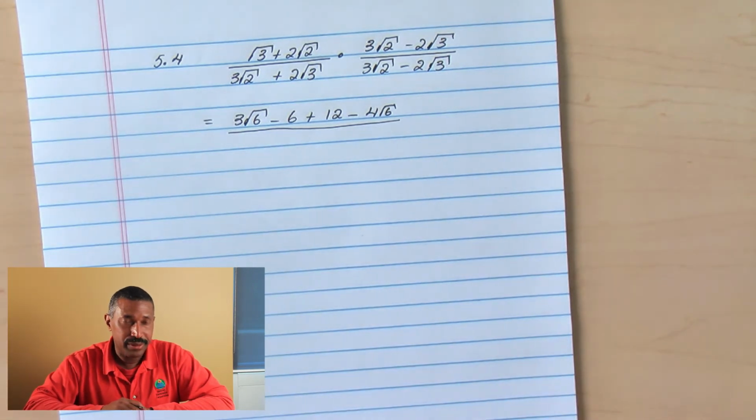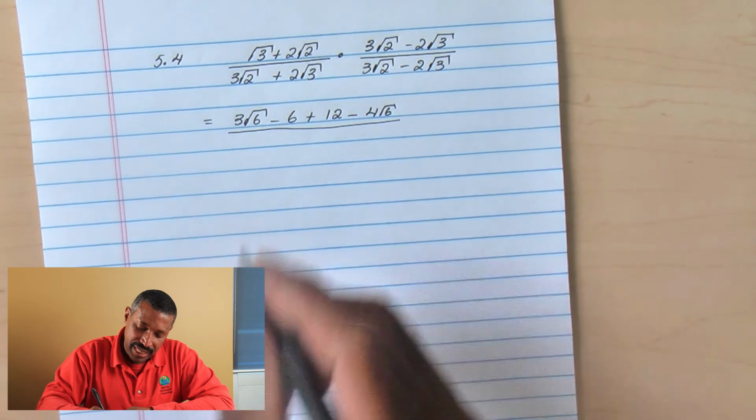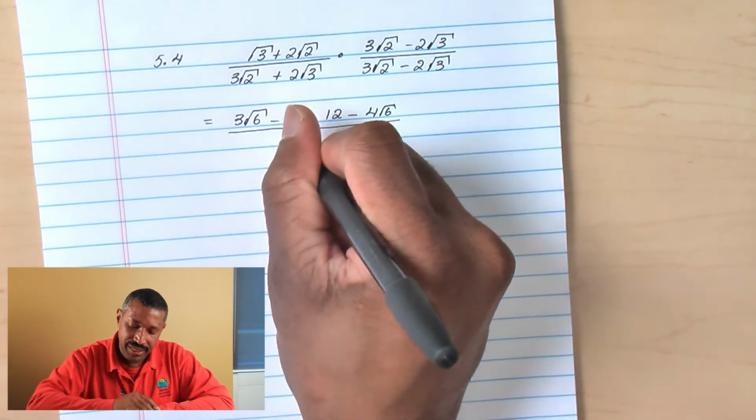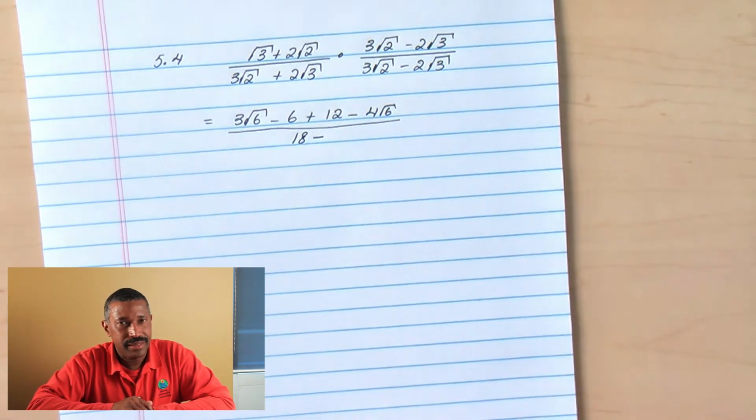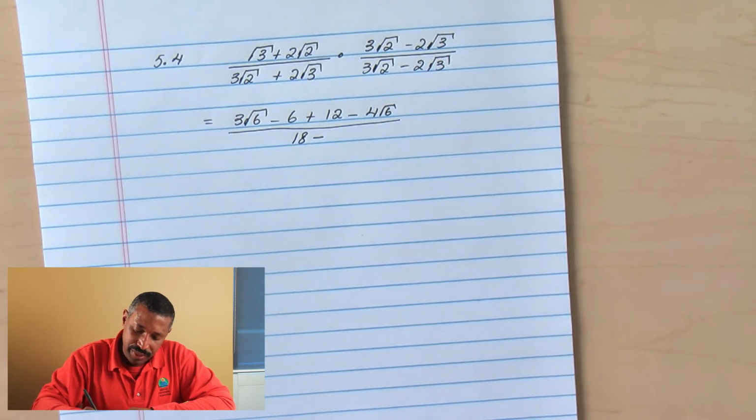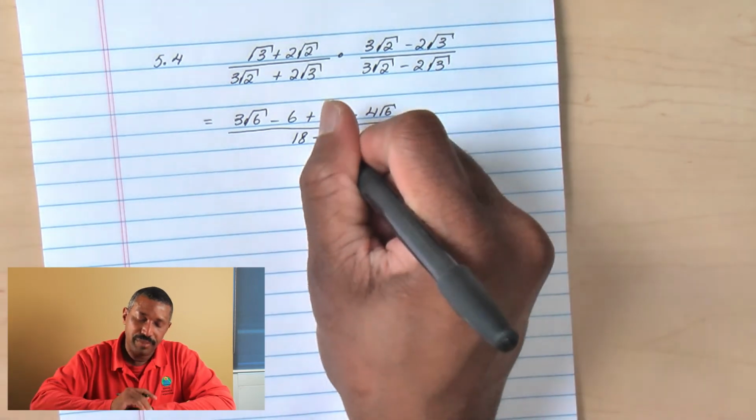In the denominator, you have your old friend, difference of squares. Now that will give you 3 times 3, 9, times the root 2's, which is 18, and then minus the 2 root 3's. What would that give you? That would give you minus 12. Now you see how simple that is?